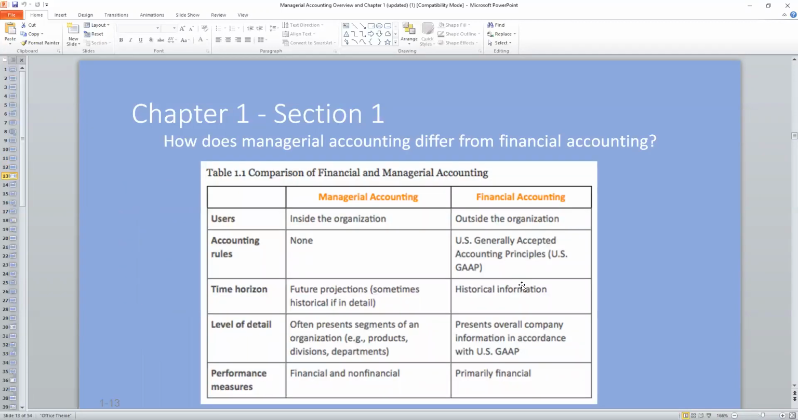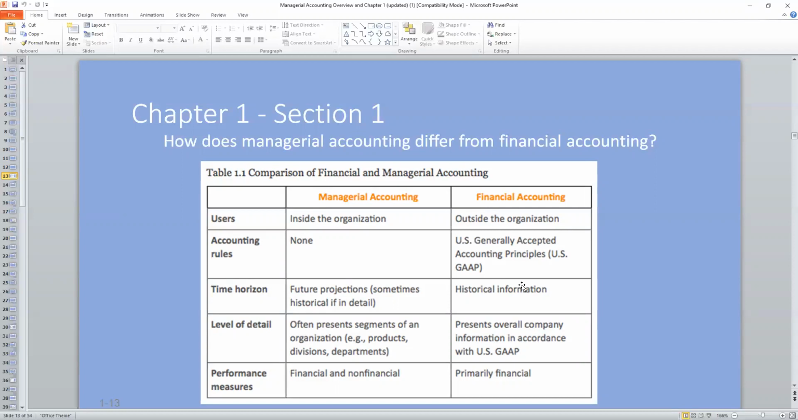In the chapter, you'll see this comparison between the management accounting and the financial accounting world. Some of you I know have taken financial accounting. Financial accounting is basically focused on preparing the income statement, balance sheet, and statement of cash flows, and providing those to investors and creditors. So it's looking at history, following a set of rules called Generally Accepted Accounting Principles, and then submitting those for key stakeholders who make investments or loan money to the company. That's the financial accounting world.